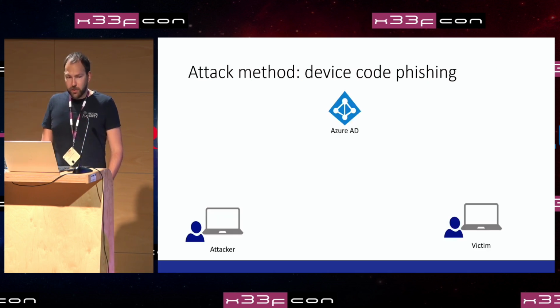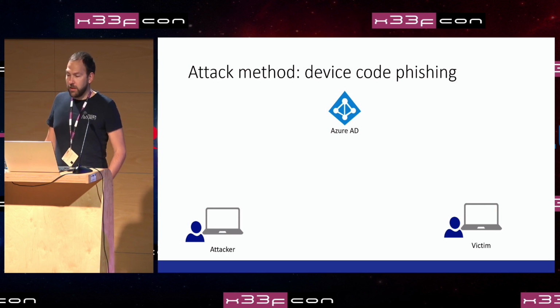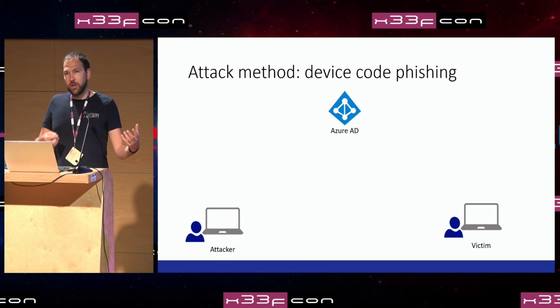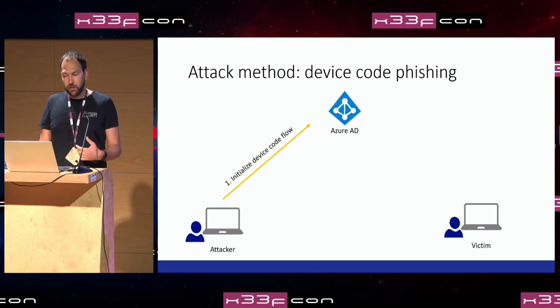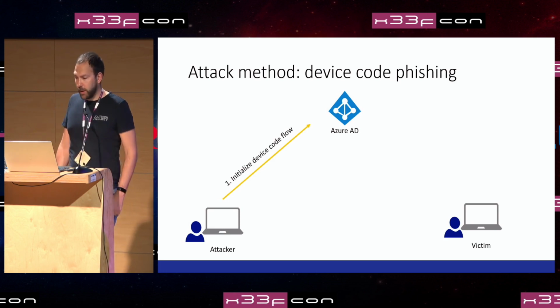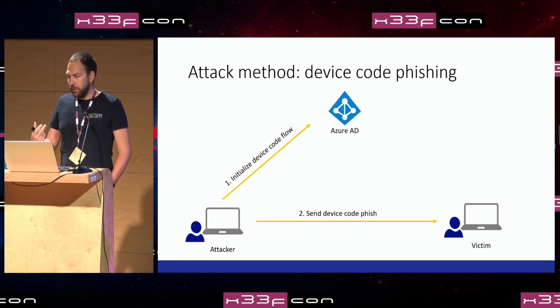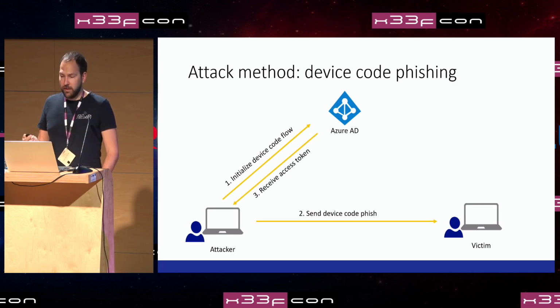One of the attack methods for this is device code phishing. I'm not sure if you're all familiar with this, but device code phishing relies on initiating the flow on one host and then having the user enter the code on a different device. The attacker would initiate the device code flow from their device by talking to Azure AD, and then phish the user into authenticating with that specific device code. If they do that, then it will actually be the attacker's device that is authenticated.